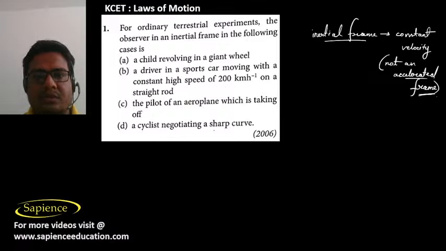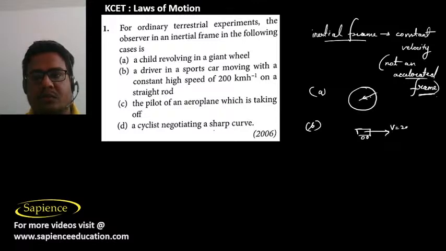And option B, a driver in a sports car. So in option A, when a child is revolving in a giant wheel, the centripetal acceleration is acting towards the center. So it means that it is an accelerated frame. And in option B, a driver in a sports car is moving with a constant high speed, which is 200 km per hour on a straight road.